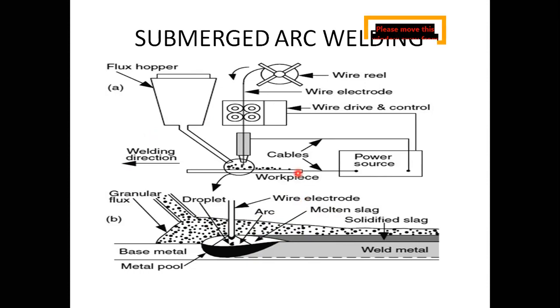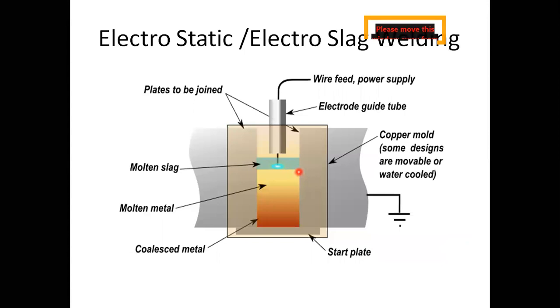Another topic is here. This also comes under the submerged type, electrostatic or electro slag welding. Look, in this case, what happens? Some electrons come out from this material. Whenever there is anode cathode ionization, at that moment some metal is melted and it will join together. This is the main concept.